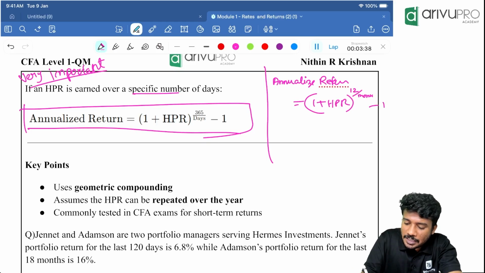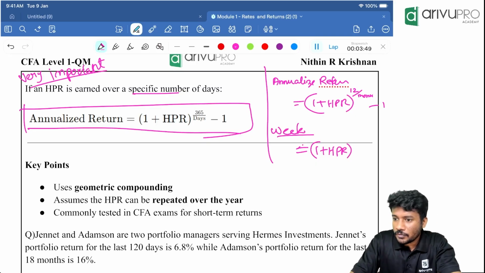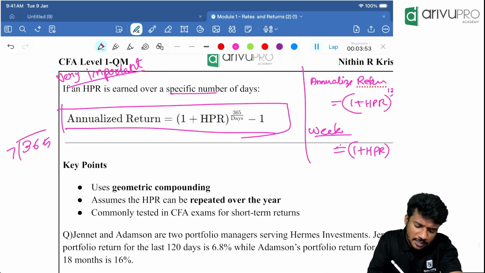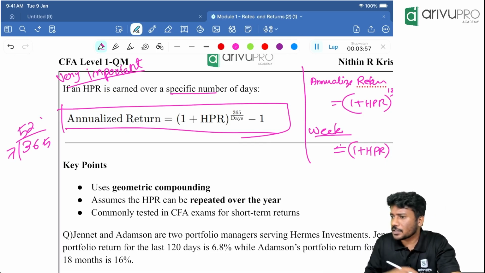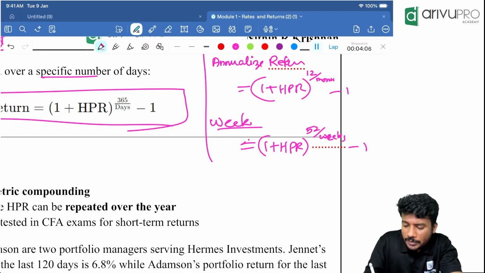What if it is weeks? On a week basis, it is 1 plus HPR, the whole raised to, in total, how many weeks are there in a year? 52. How do you know that it is 52? You take 365 divided by 7, and you get 52 something. So you take 52 divided by weeks, minus 1.